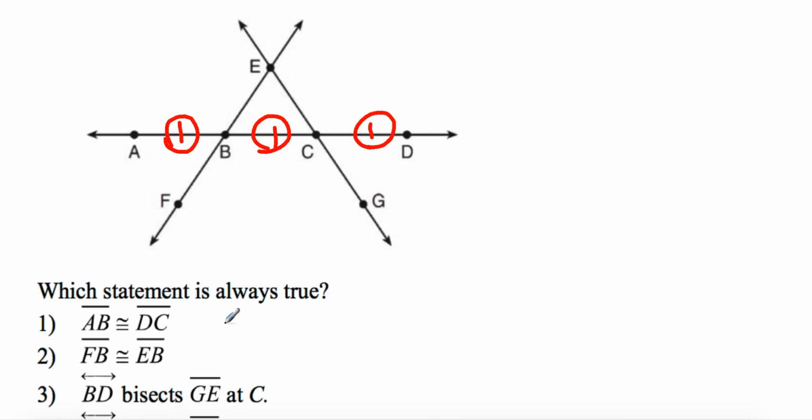Which statement is always true? AB is equal to DC. Is that always true? Yes, it is. Let's look at number 2 then. Oh, it seems like we already got the answer. But let's look at the second one.